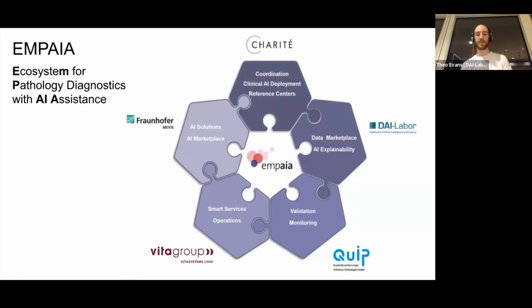The EMPAIA consortium. The partners in the EMPAIA consortium are the Charité, Dye-Labor, Fraunhofer, and a number of industrial partners, Dye-Labor being the partner with which I am working, and we are primarily dealing with the topic of AI explainability in the solutions provided by the EMPAIA platform.